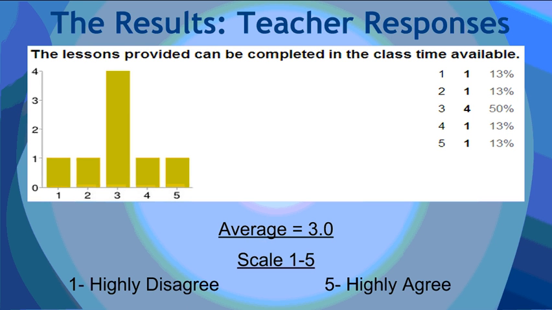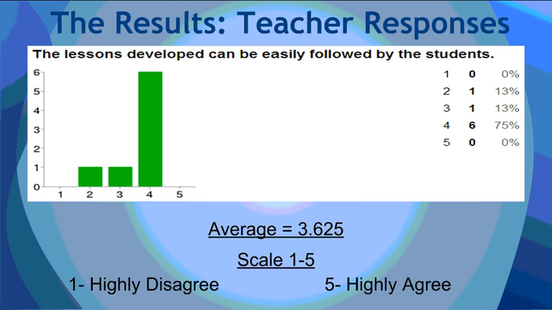Next question, the lessons provided can be completed in the class time available. And here the responses are almost all over the place, with an overall average of 3.0, but that's completely understandable because there is only 40 minutes in a class period, and in some of those lessons we try to pack in a reasonable amount of material. Perhaps we need to cut back on that or have more class time available. So one of those two things will need to give, and we will address that in a minute.